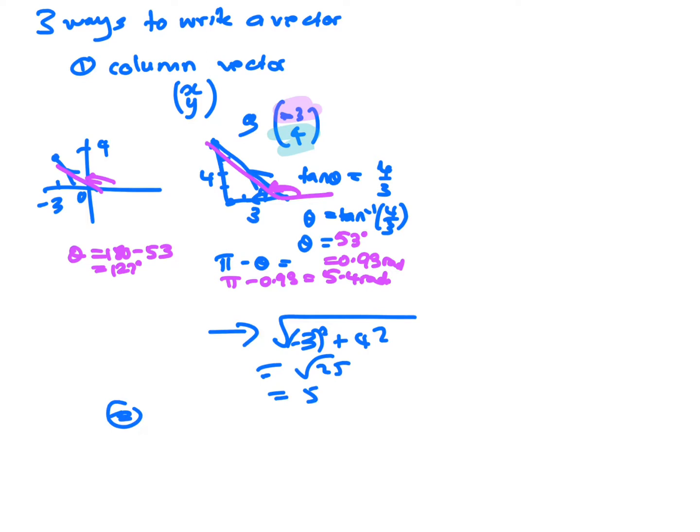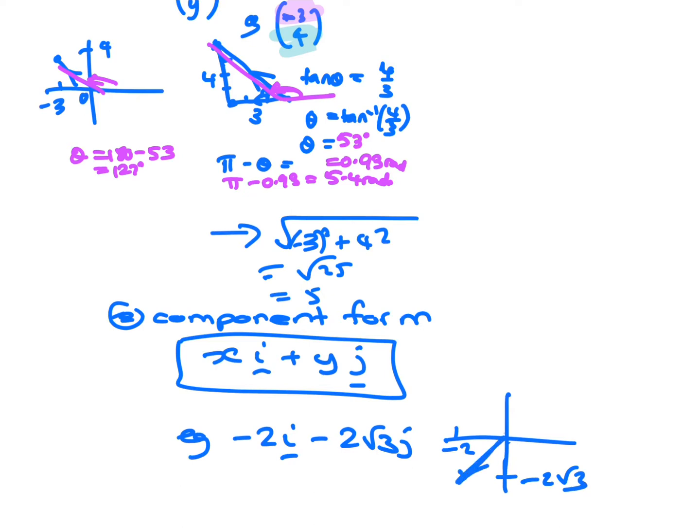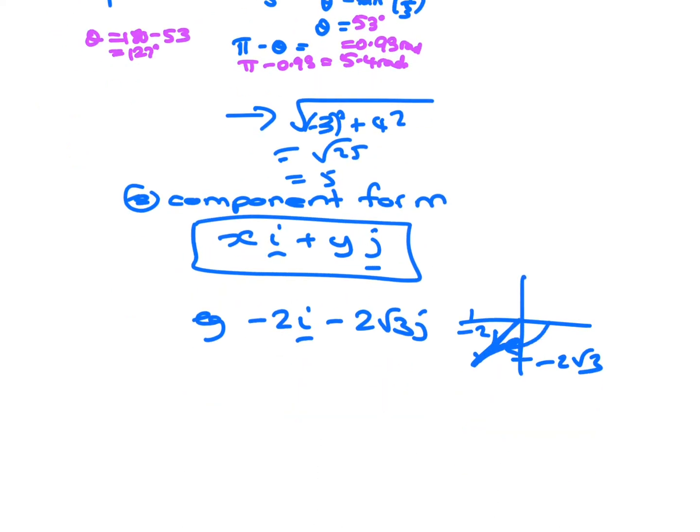So the first one's a column vector. Then we could also do component form. That's where you write xi plus yj as your vector. So let's say, for example, you have minus 2i minus 2 root 3j. If we look at that, minus 2 and minus 2 root 3 would be in that quadrant there. So we're talking about a negative obtuse angle here, minus (180 minus theta).